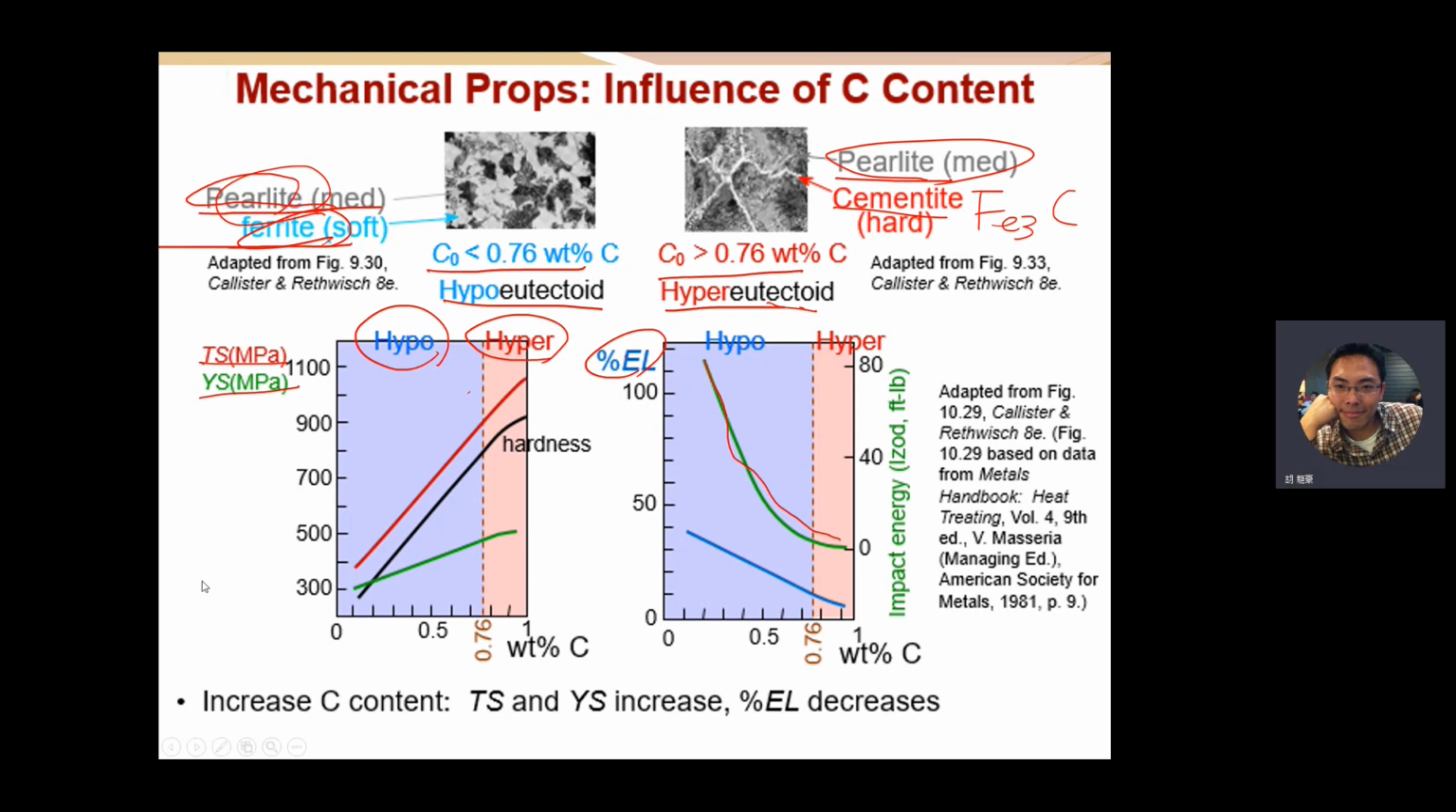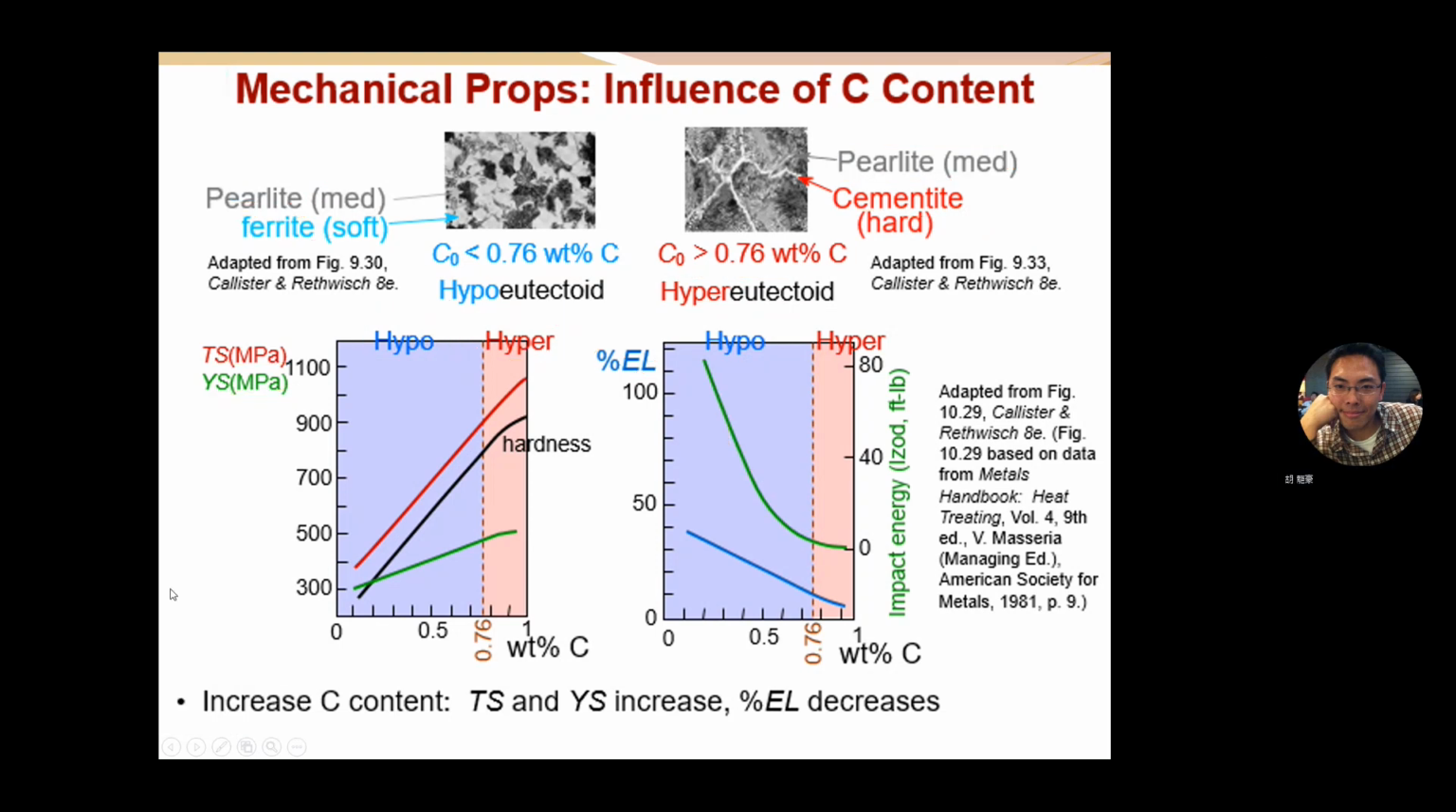However, for the hypo structure, one of its microconstituents is ferrite, which is much softer than cementite. Therefore the hyper structure is always much stronger than the hypo structure.